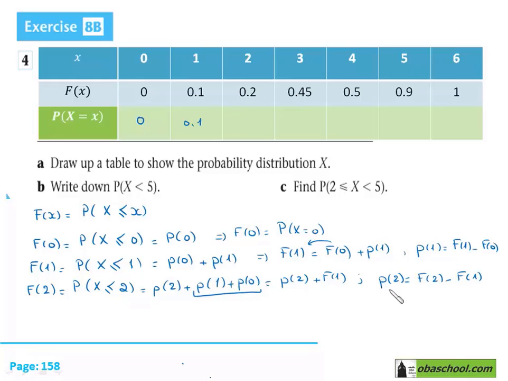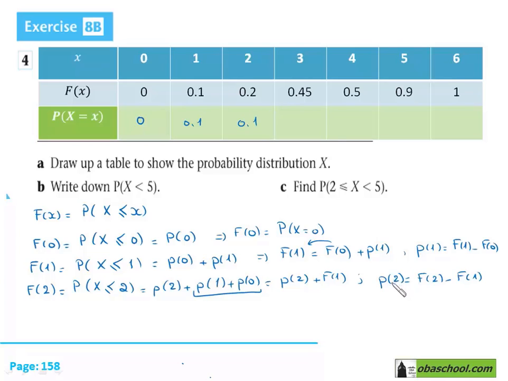If you look at the relations, notice that F(0) is the same as the probability of X equals 0. Probability of 1 is F(1) minus F(0). Probability of 2 is F(2) minus F(1). Let's calculate it. F(2) is 0.2 minus F(1), which is 0.1. So the probability here is 0.1.